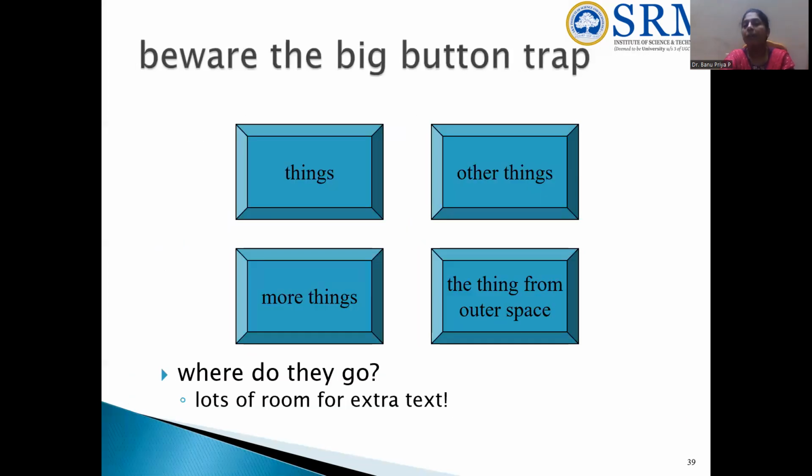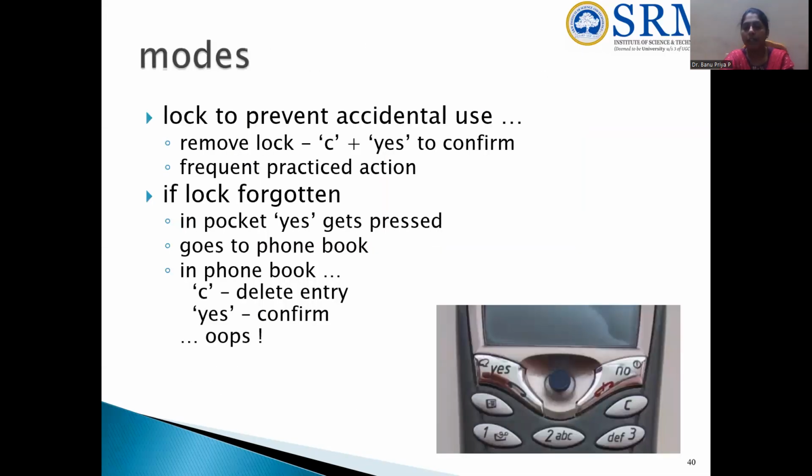Beware of the big buttons because we do not know what that is. It can be a hyperlink. The modes towards it. Lock to prevent the accidental use. Yes, as we used in that small Nokia phone. If the lock is forgotten, then maybe the delete option is available. Oops, there is an issue.